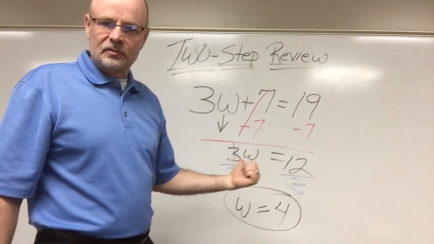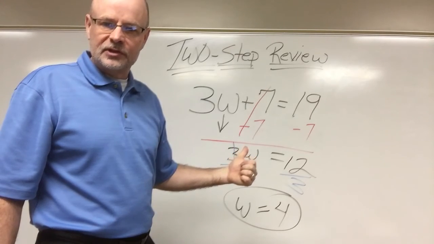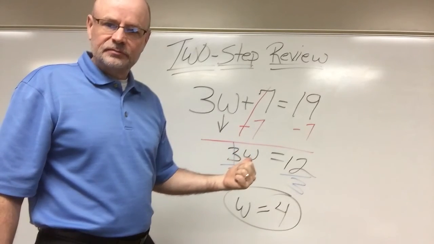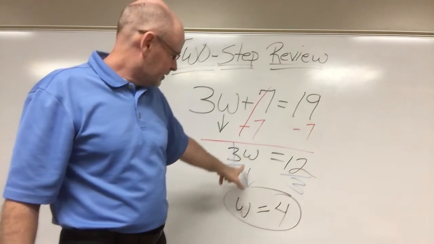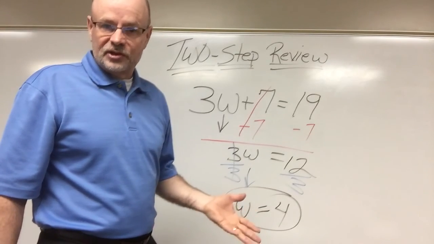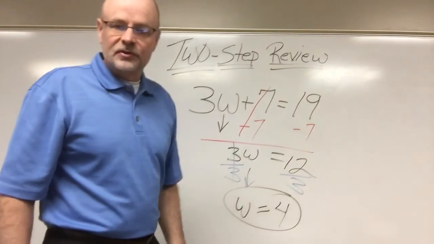Start on the side with the variable. Deal with your addition or subtraction first by doing the inverse operation. If it's addition, do subtraction. If it's subtraction, do addition. And then for your final step down here, this is usually always multiplication. Do the inverse operation. Divide by whatever the coefficient is in front of the variable, and that will get you to your final answer.